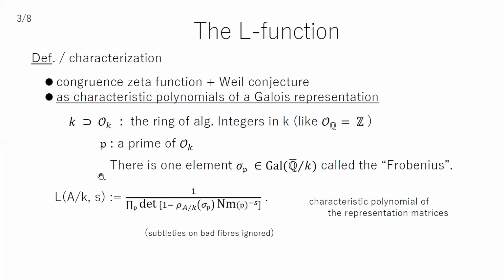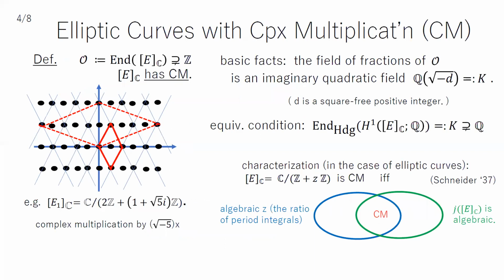So the L function is meant to be a kind of creature that captures the information of what kind of Galois representation is produced by the variety defined over the number field K. So that's the idea of the L function and the Galois group.